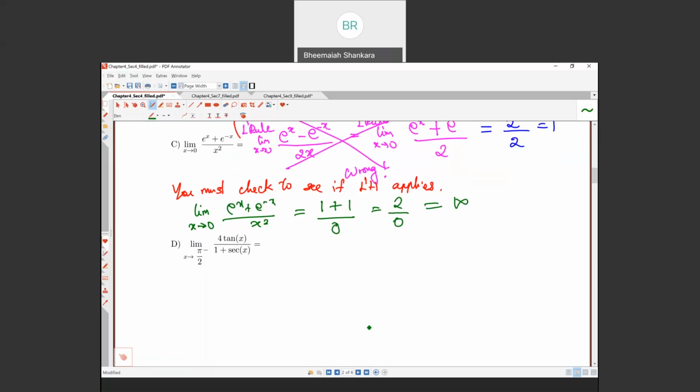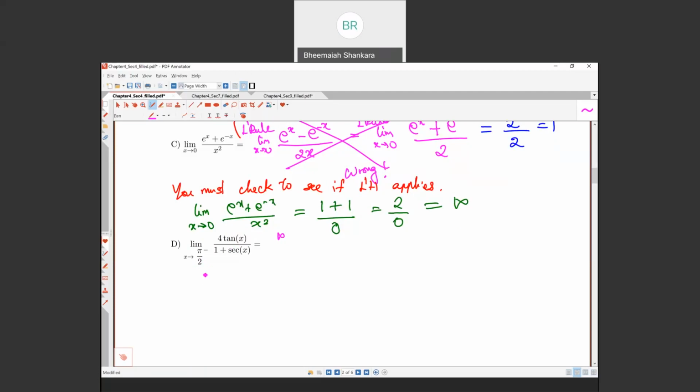In the next problem, let's apply the limit in the very first step to check what form of the function this is. Is this the indeterminate form or does it give you a nice, neat, finite answer? So plug in x equal to pi over 2. Tangent pi over 2 is infinity. So the numerator becomes infinity.